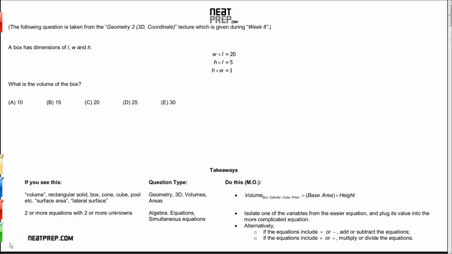So the first sample question is taken from Geometry 2, 3D Coordinate. It's a lecture that's given during week number 8. Let's dive right in. A box has dimensions of L, W, and H. You can pause the video and try to solve it for yourself.